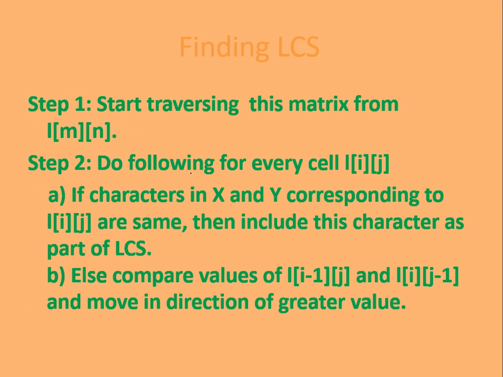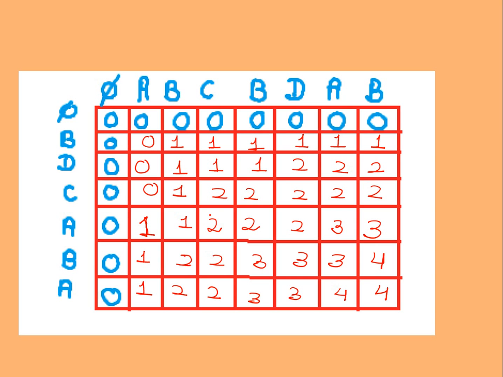We now know the length of LCS, but what is the LCS? So the steps to find the LCS are: step 1, start traversing this matrix from L[m][n] and do the following for every cell. If character in X and Y corresponding to L[i][j] are same, then include this character as part of LCS, else compare values of L[i-1][j] and L[i][j-1] and move in direction of greater value.